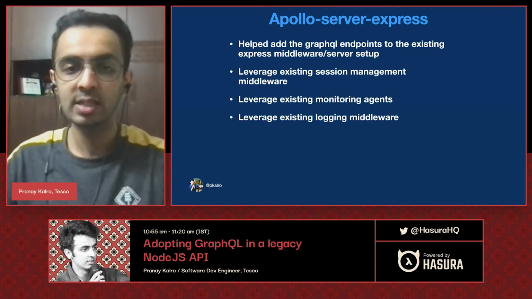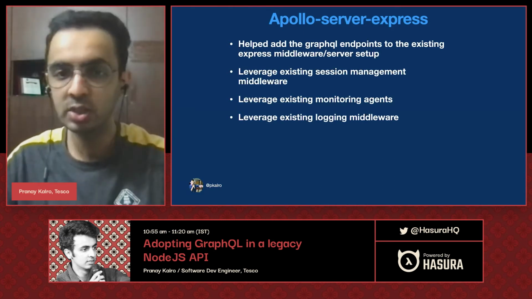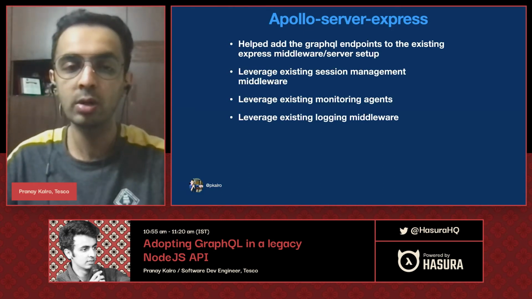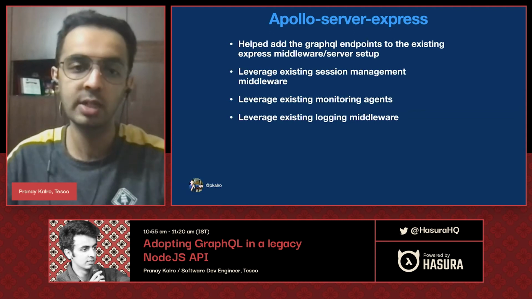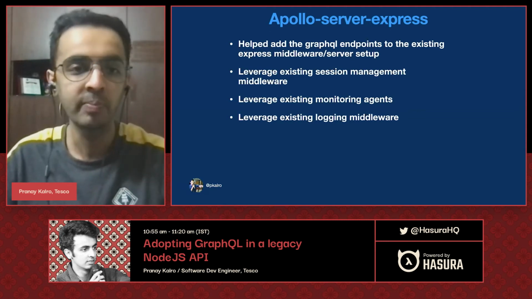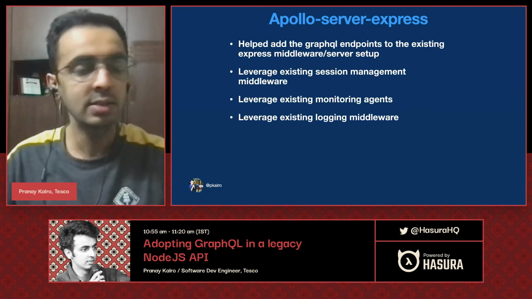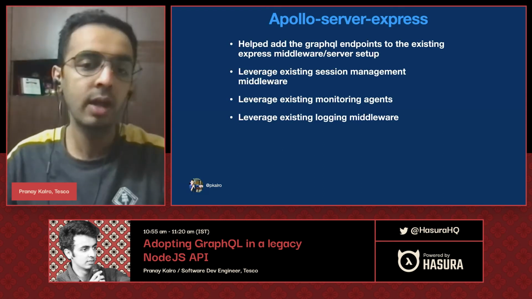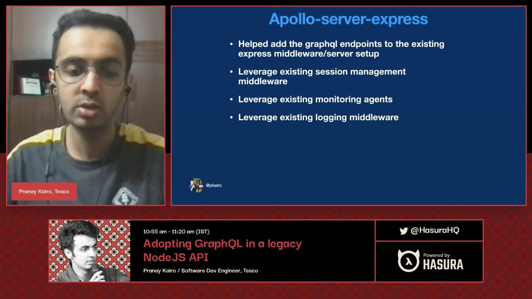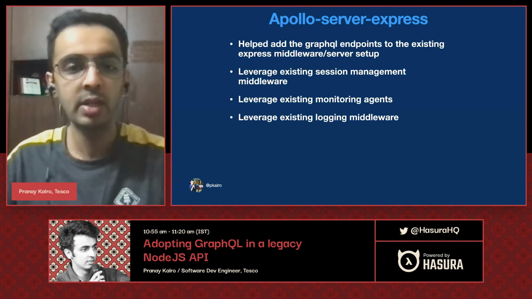So we had a session management middleware. So we leveraged that. We just basically hooked it into our request cycle, and we just reused that. We didn't have to tinker much with it. Then the monitoring agent, since it's the same server that's running, we didn't configure a new server or new infrastructure. We reused the existing monitoring agents.